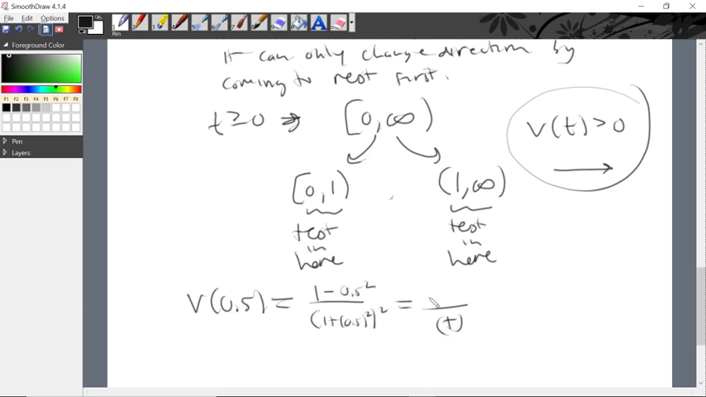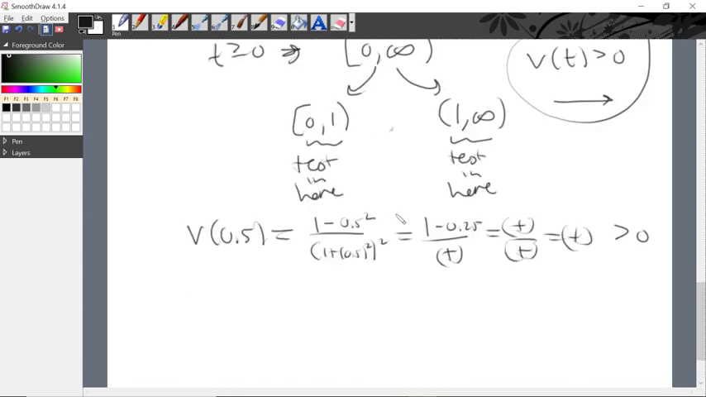What about the numerator? Well, 0.5 squared is 0.25. 1 minus 0.25 is positive, so we have a positive divided by positive, which ultimately gives us a positive quantity. Therefore, the velocity at 0.5 is greater than 0. Therefore, the velocity is greater than 0 throughout this entire interval. What about testing from 1 to infinity?